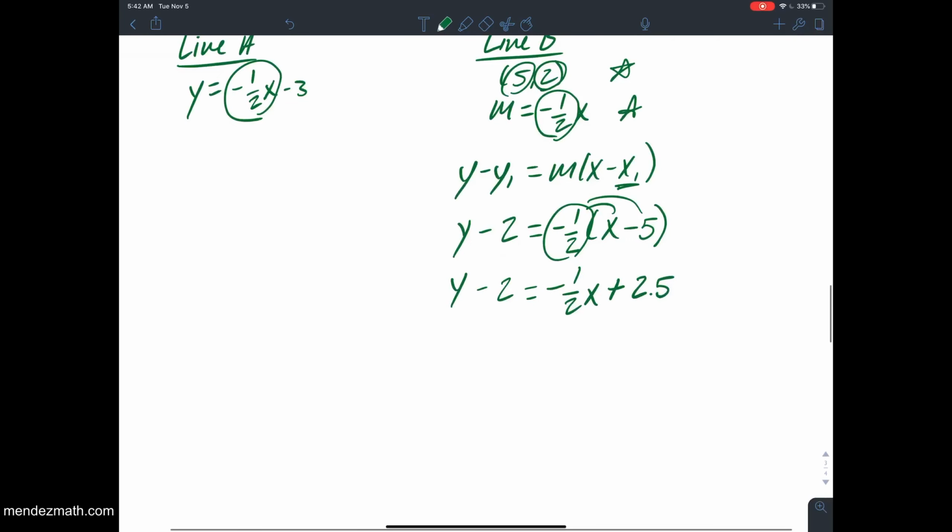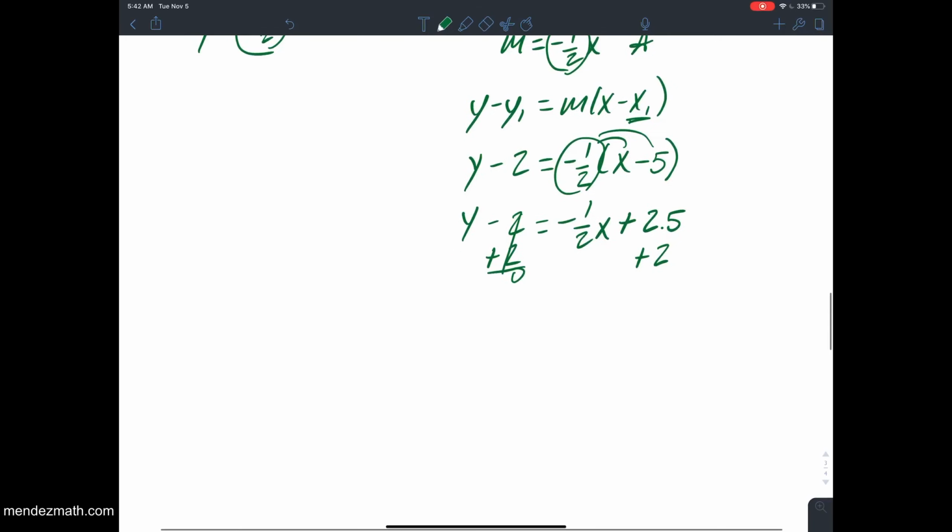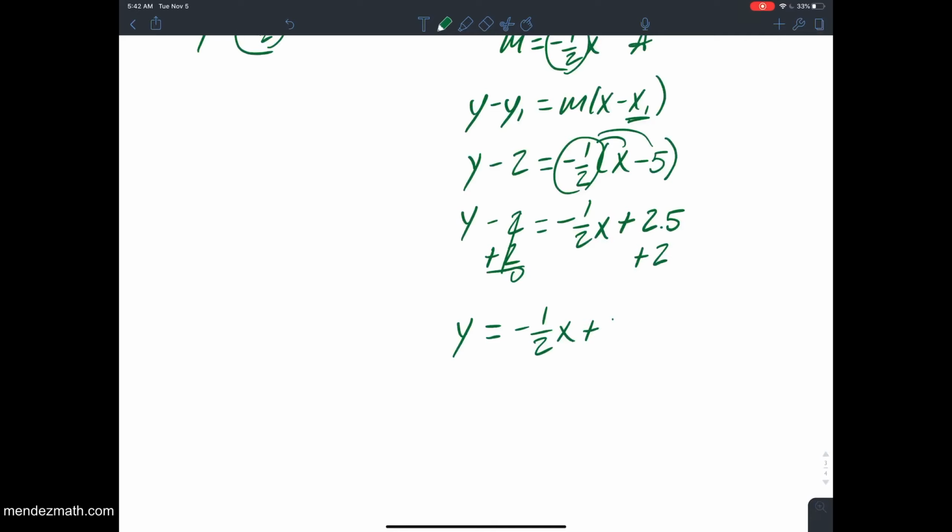So now, let's go ahead and finish this off. Y minus 2, well, we need to move the 2 over. So the opposite of negative 2 is positive 2, and we add 2 over here. So now you have y equals negative 1/2 x, 2.5 plus 2 is 4.5. Okay? And now there's our line.